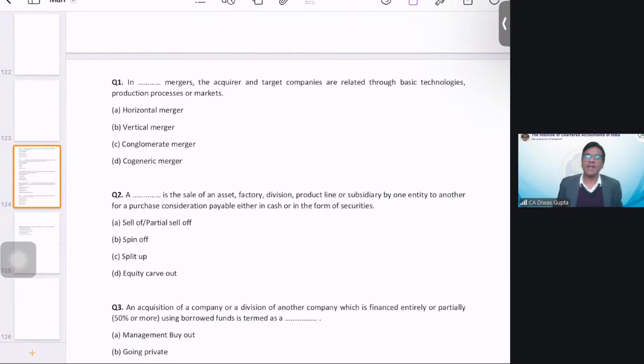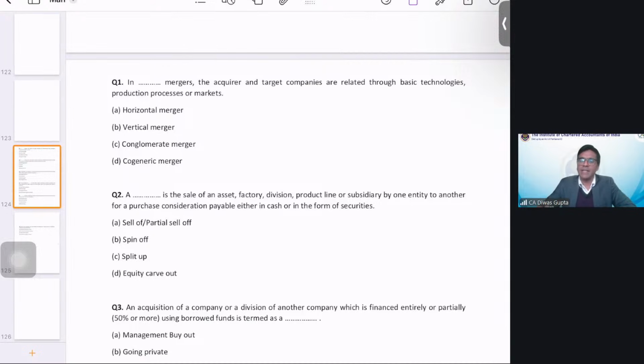Perfect. So question number one, students, I would request all of you to please put your answers in the chat box. Okay. The first question. In Dash mergers, the acquirer and target companies are related through basic technologies, production processes, or markets. Horizontal, vertical, conglomerate, or co-generic.